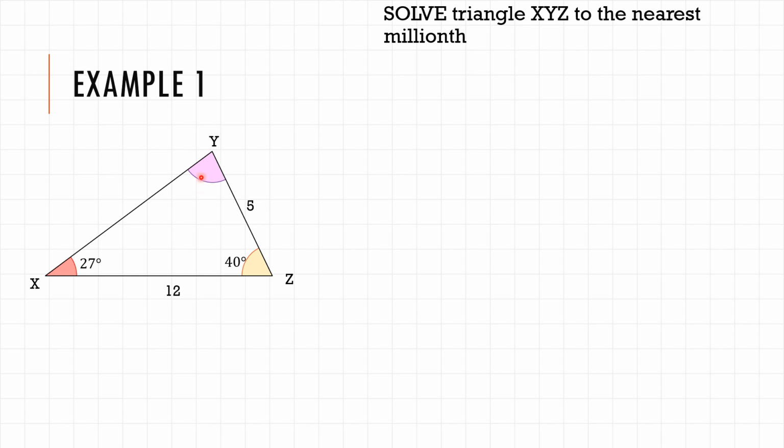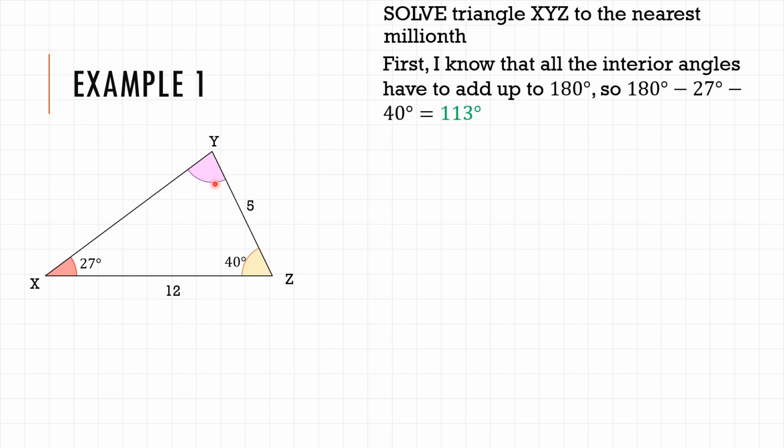We know that all three angles, when we add them together, we should get 180 degrees. That's something that you should have been learning for quite a while now. So I can use that information. I can say, okay, if they all add up to 180, then if I start with 180 and I take away 40 and I take away 27, whatever's left is this angle right here. And that would be 113 degrees. So that's what I'll put here.